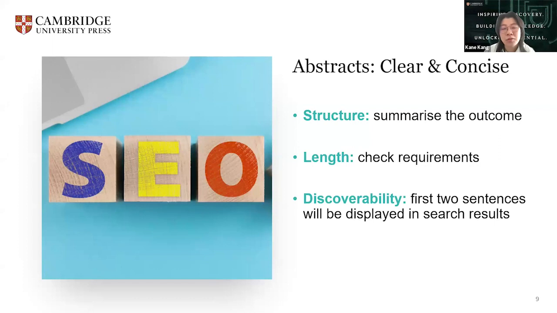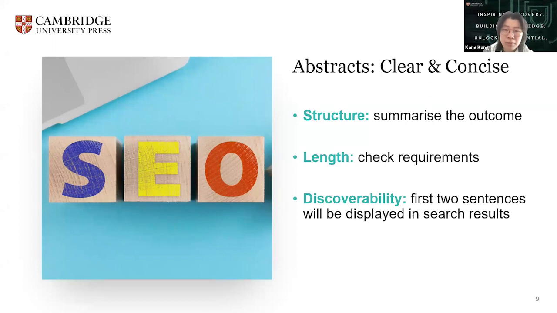And then the abstract, two main things: clear and concise. First, you could have a structure. Some journals might even give you the structure, like you first need to write the objective, and then methodology, results, etc. But some might not display any structure requirements, but you need to summarize the outcome. And about length, check requirements, normally 150 to 200 words, no more than 200 words for your abstract.